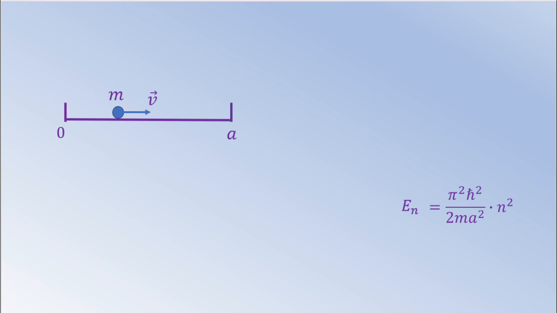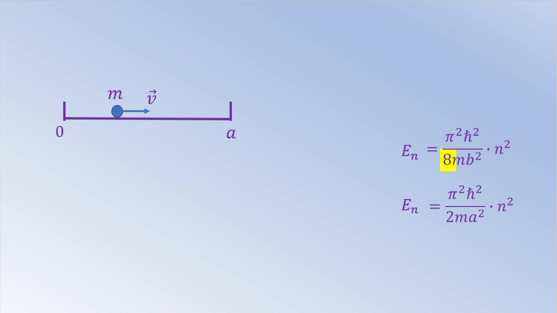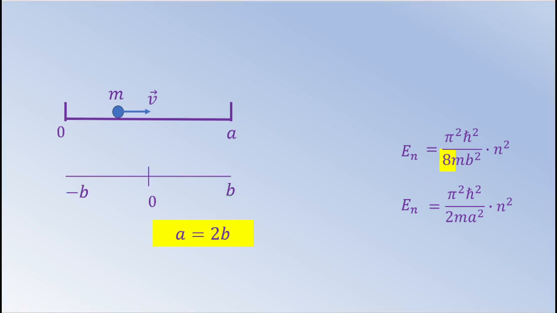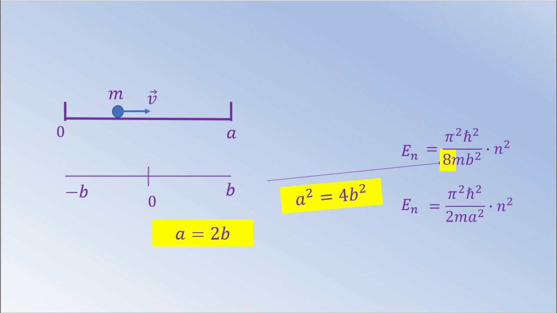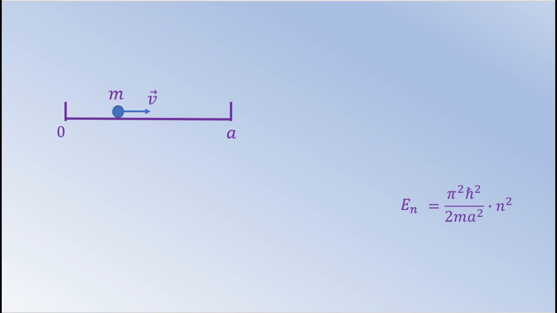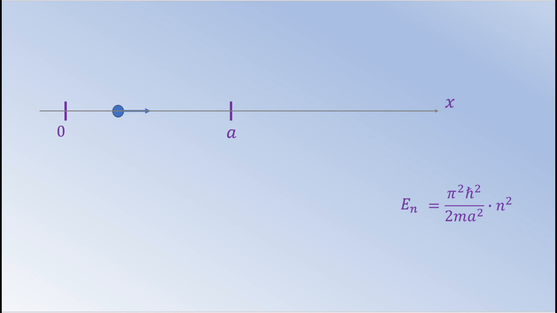I would like to point out here that sometimes you may see a different formula with 8 instead of 2 in the denominator. This means that the origin is chosen at the center of the well. Then a is equal to 2b as in the figure and a squared is equal to 4b squared. Now we'll draw at a qualitative level what the de Broglie waves look like for this well. In the simplest case, we have one wave per cycle.